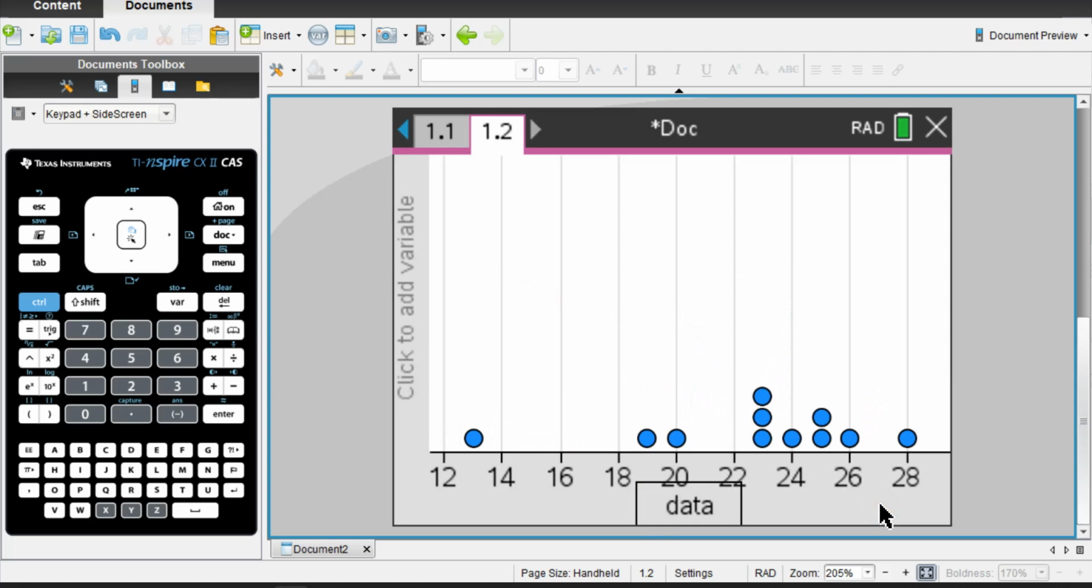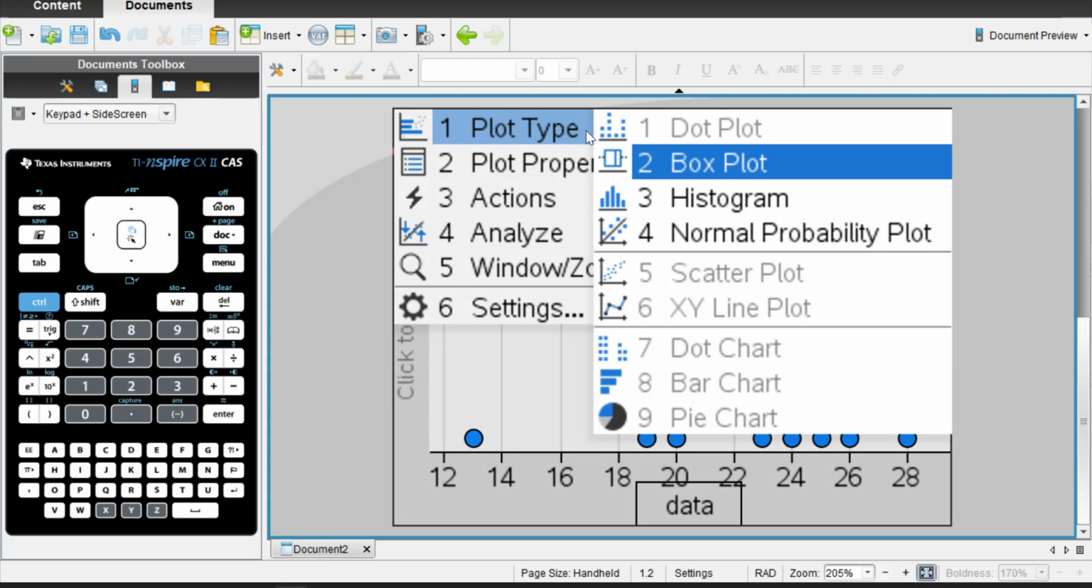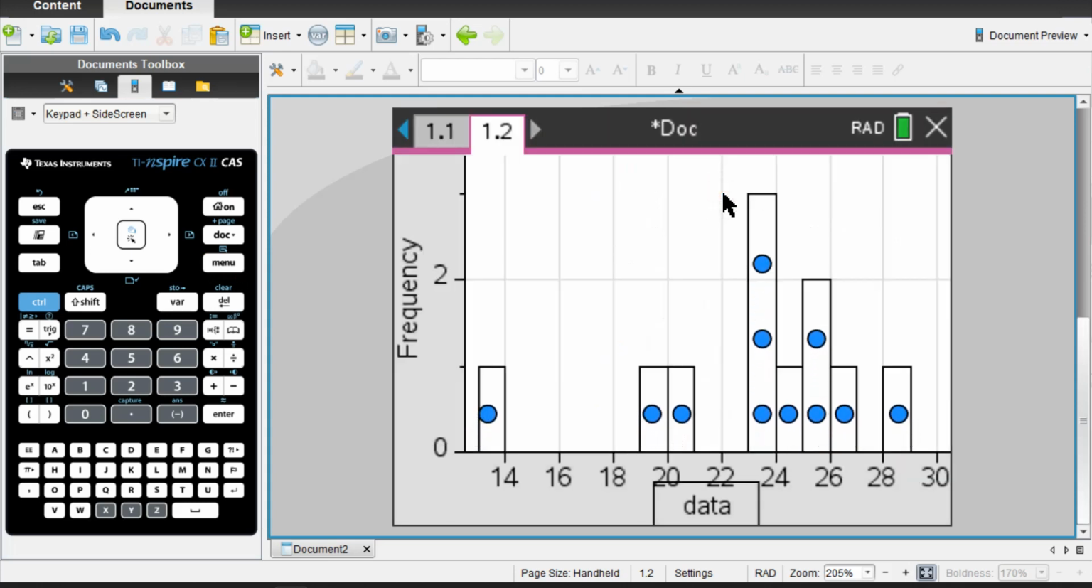How do I make that into a histogram or whatnot? So we go menu, plot type, histogram or box plot. So we can go histogram. There it is. Okay, there's my data in histogram form.